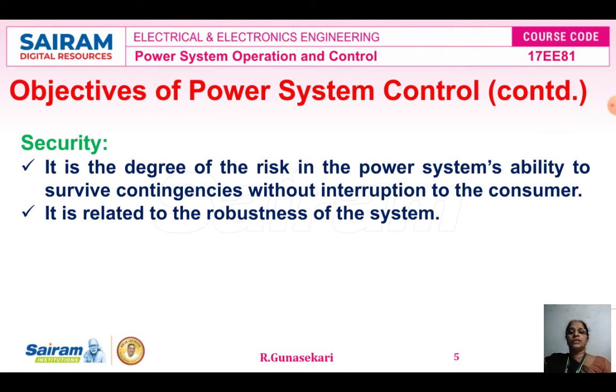How can we give the security? Even if any risk, any maintenance, or any contingency occurs in the power system, we have to maintain the uninterrupted power supply to the consumer. Security is related to the robustness of the power system also. Based on these two factors, we can easily give security to the power system.